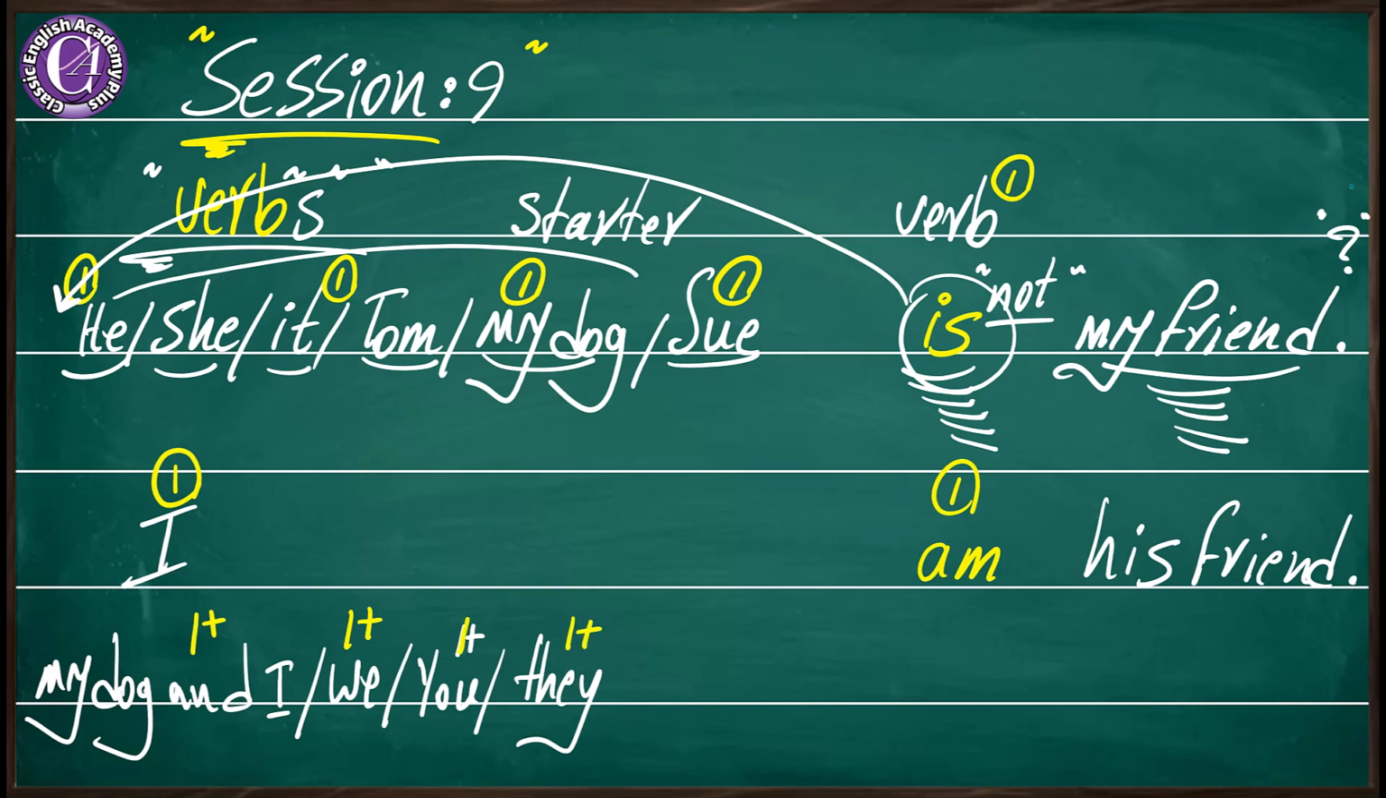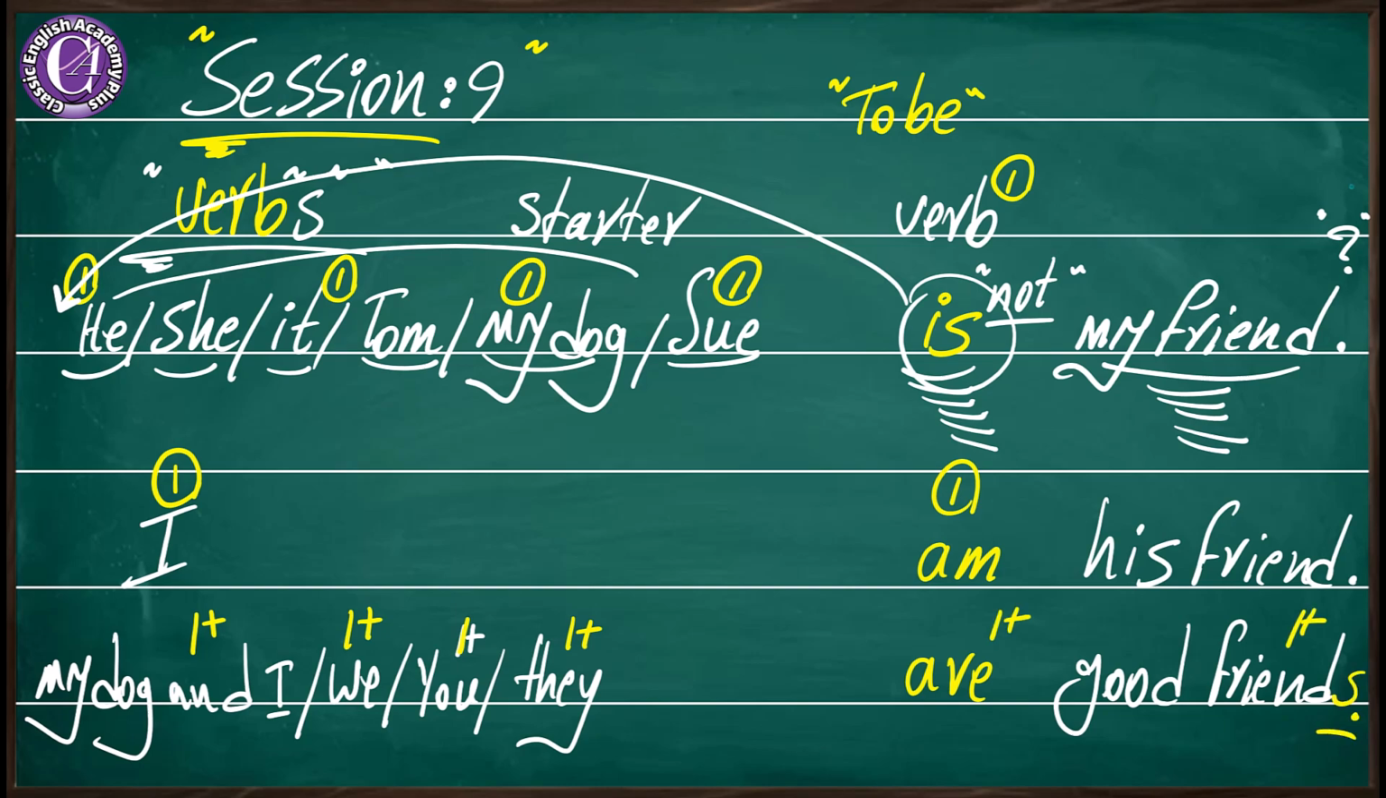Okay, so when we go to the to be verb, do you remember? To be, we are conjugating and say that, well, this is are, always are we have here. My dog and I are good friends. Yes, of course. Why? Because we are two people. Look at this S at the end of friend, it is plural for more than one person.